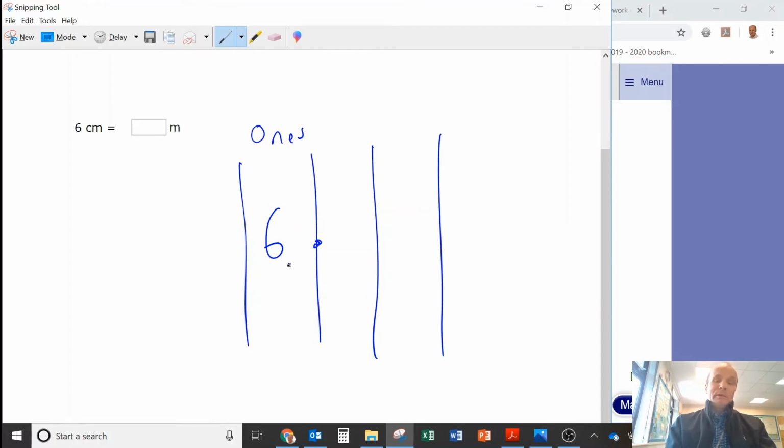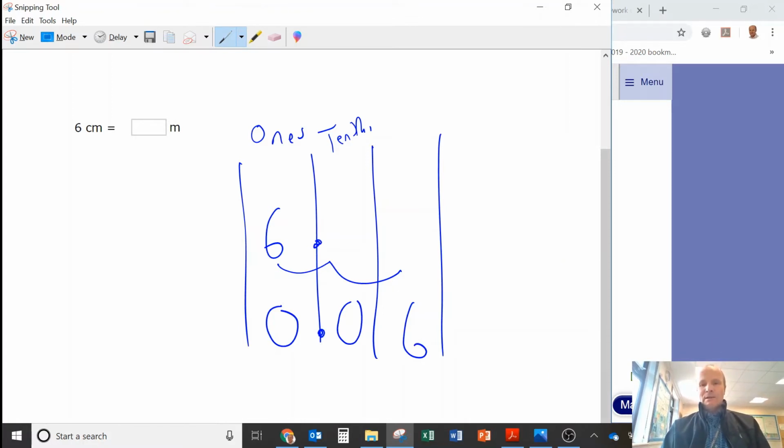We move each digit, we've only got 1 digit, 1, 2 places right, the 6 underneath. The decimal point doesn't move. Our ones column now has nothing in, so we need to put a 0 as a placeholder. Our tenths column has nothing in, we need to put a 0 as a placeholder. Our hundredths column has a 6 in, so that is going to be our answer, 0.06.